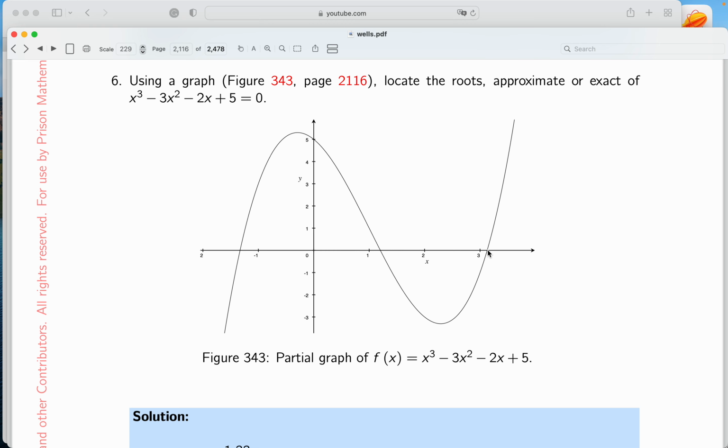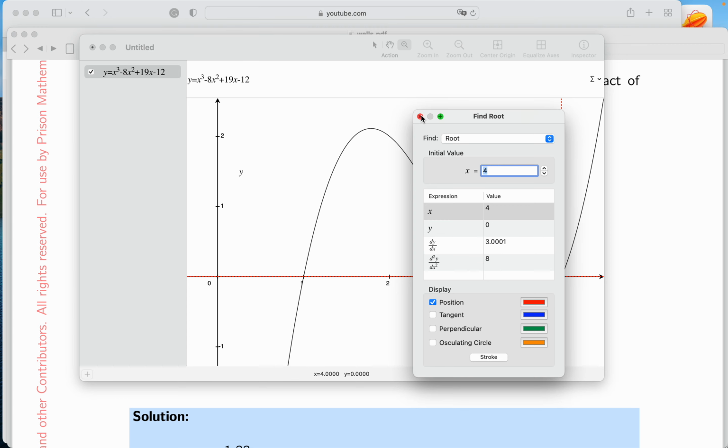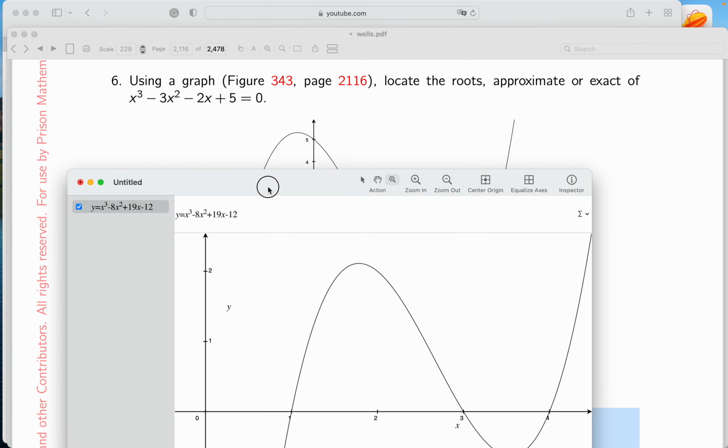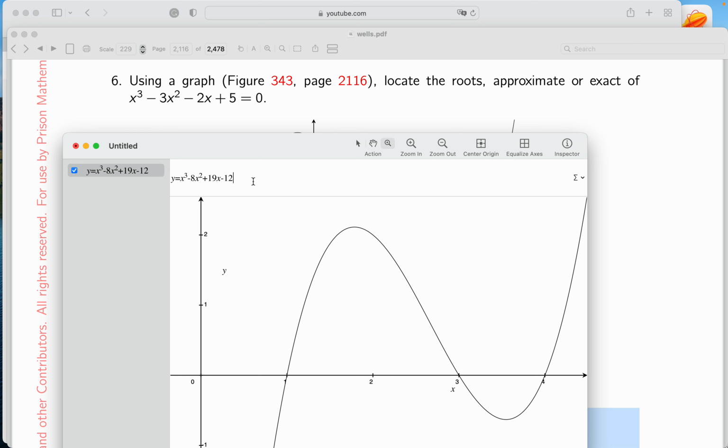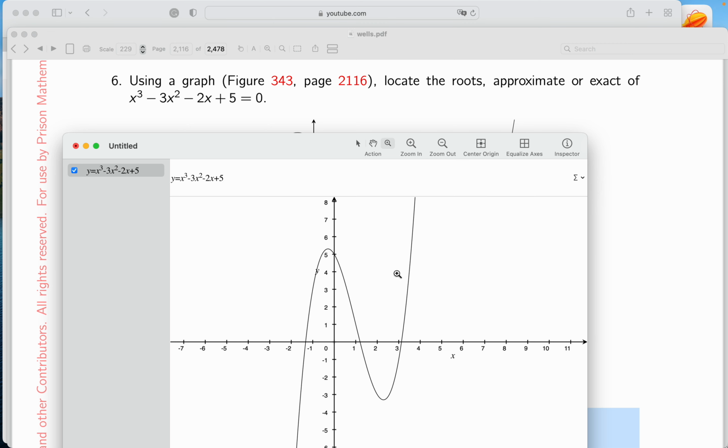To do that, I'm going to do Grapher first. Let me open up Grapher. Let me close this out. And I'm going to be typing that equation. It's number 6, and it's a cubic. It's going to be x cubed minus 3x squared minus 2x plus 5. And I'm looking for the roots. I have to zoom out because I don't see all the roots, at least I don't think I do. Let me zoom out. And I do see the 3 roots.